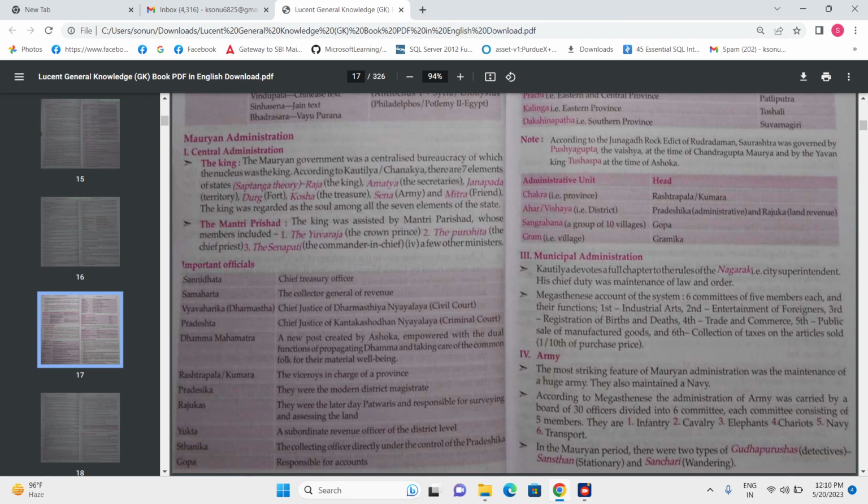According to Kautilya, there are seven elements of any state, also called Saptanga theory, and Saptang theory starts with Raja, then secretaries. Now we have Raja and secretary, so there should be some territory also. That is called Janpada. To stay, a king needs a Durg or fort. So Durg is also one of the seven elements.